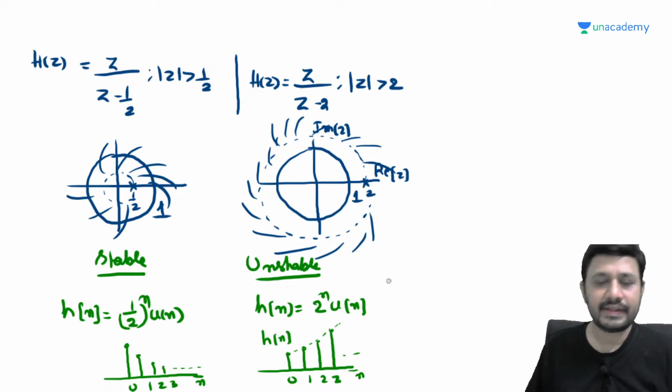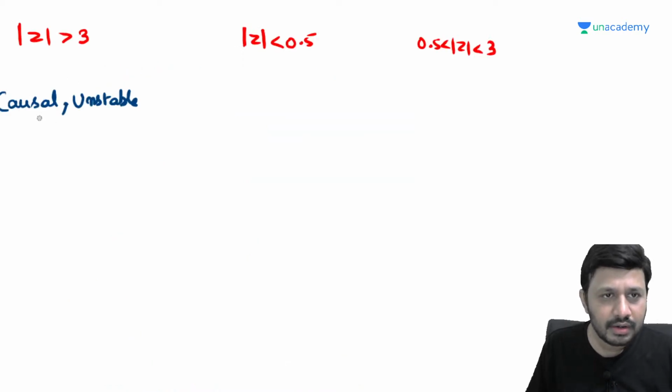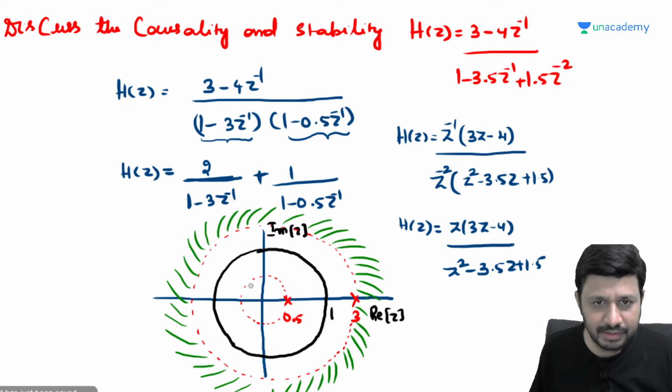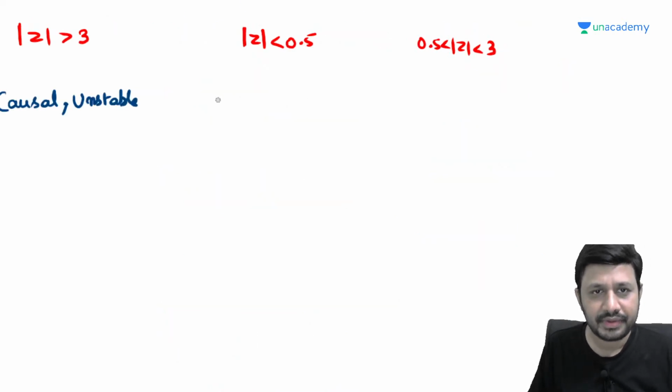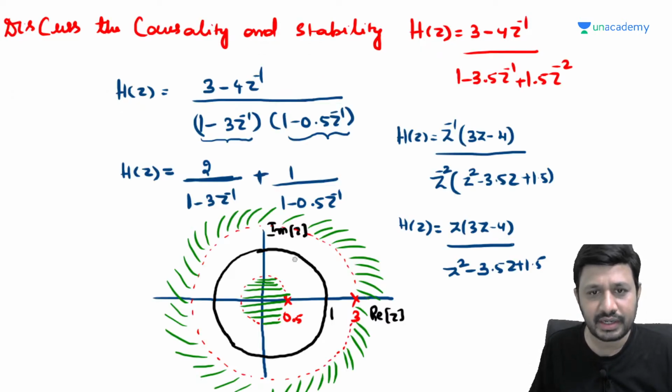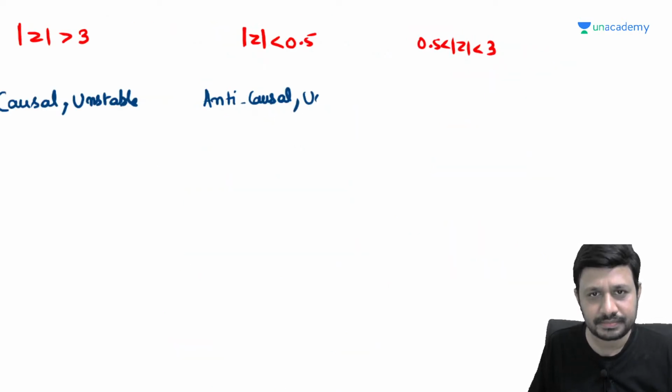So utilizing this fact, our system became causal and unstable. Second one, mod z less than 0.5. Mod z less than 0.5 means inside of the innermost pole. Remember, if the ROC is inside of the innermost pole, in that case it is anti-causal. And mod z less than 0.5, does it include the unit circle? No. So it becomes unstable.